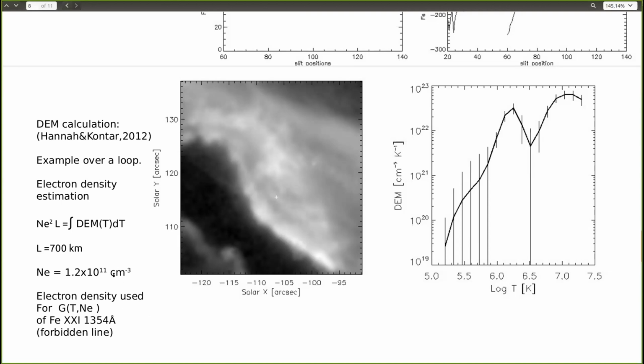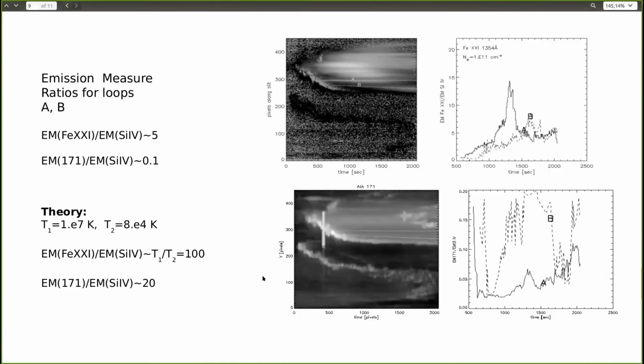So this was the estimation of the electron density to compute the contribution function. And now I tell you the emission measure. We computed the ratio of emission measure calculated at the iron 21 over the emission measure of silicon 4 along loops. And the ratio is of the order of 5 to 10, which is much lower than the theoretical emission. As I told you, the emission measure is proportional to the temperature. So here, with the formation temperature of this line, you should expect a ratio of about 100.